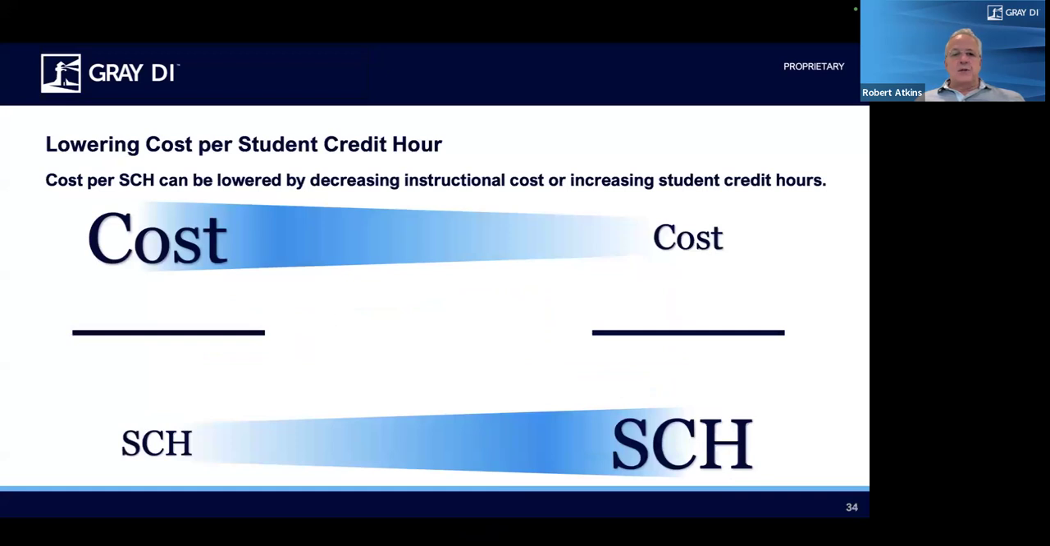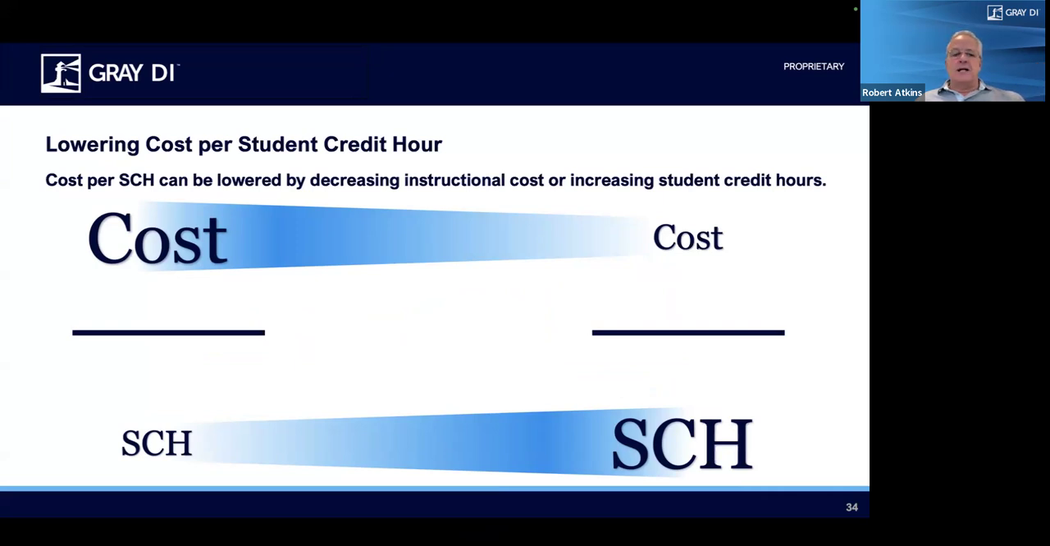And there are two ways to improve unit cost. So what do I mean by unit cost? In higher ed, we think of unit cost as the cost to deliver one student credit hour. That is, one student in a class for 1 credit hour. And typically a class is going to be 3 credit hours. You can have 25 students in it. So it's going to have a total of 75 student credit hours, for example.